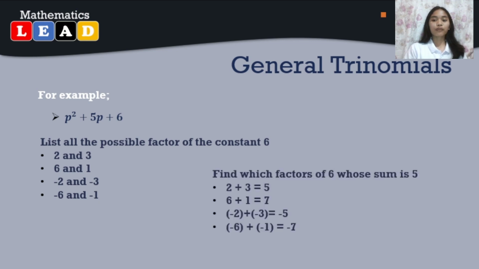So next is, find which factors of 6 have a sum of 5, or our second term. So the first one is 2 plus 3 is equal to 5, then 6 plus 1 is equal to 7, then negative 2 plus negative 3 is equal to negative 5, and negative 6 plus negative 1 is equal to negative 7. So as we can see, the general trinomial p squared plus 5p plus 6 is the quantity of p plus 2 times the quantity of p plus 3.